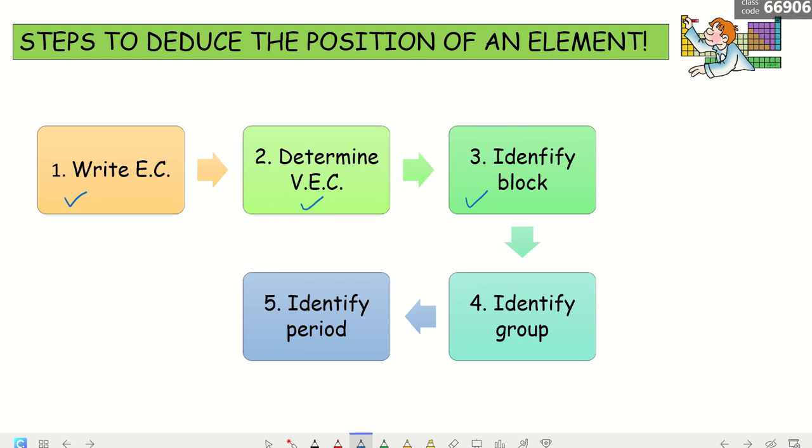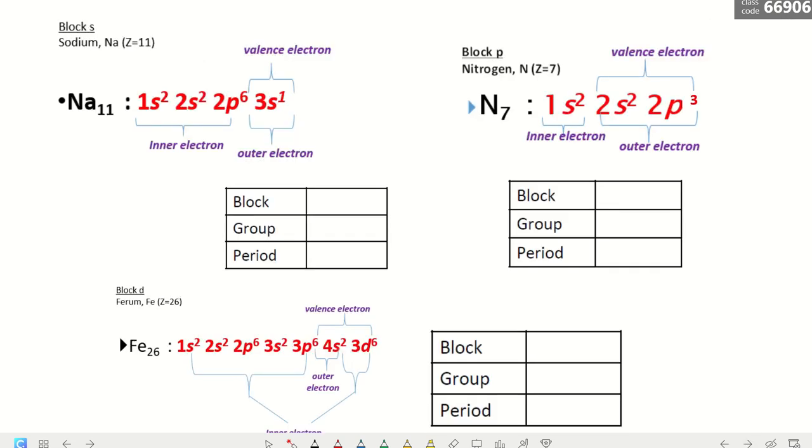Once you can identify the block correctly, we can identify the group and then the period. So kita tengok contoh. I will show one example for each block. For example, sodium. We know its proton number is 11. Since this is an element, the number of electrons is also 11. Now the first step is to write the electronic configuration: 1s2, 2s2, 2p6, 3s1.